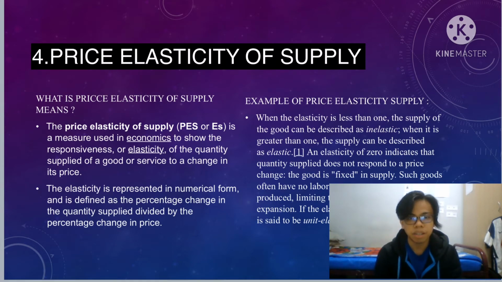Example of price elasticity of supply. When the elasticity is less than 1, the supply of a good can be described as inelastic. When it is greater than 1, the supply can be described as elastic, and an elasticity of 0 indicates that quantity supplied does not respond to a price change. The good is fixed in supply. Such goods often have no labor component or are not produced, limiting the short-run prospects of expansion. If the elasticity is exactly 1, the good is said to be unit elastic. So these are some of the examples.